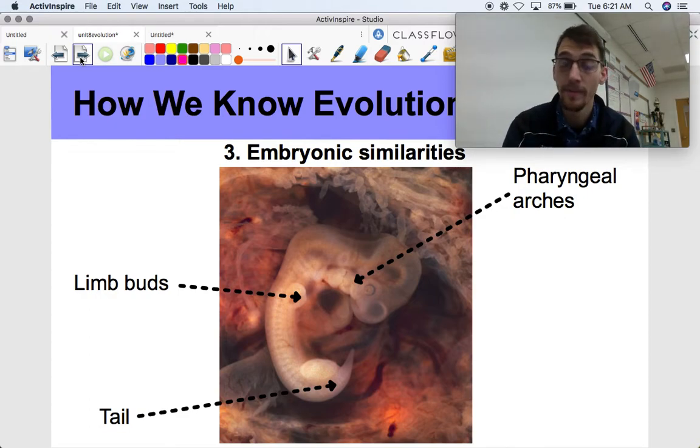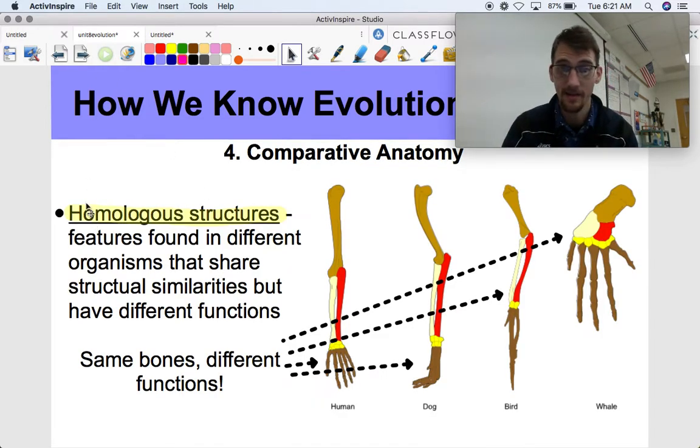And here's an actual picture of an embryo, and there, as I said before, there's the pharyngeal arches, there's the limb buds, and there, of course, is the tail. And we're going to talk about tails here in just a second a little bit more.